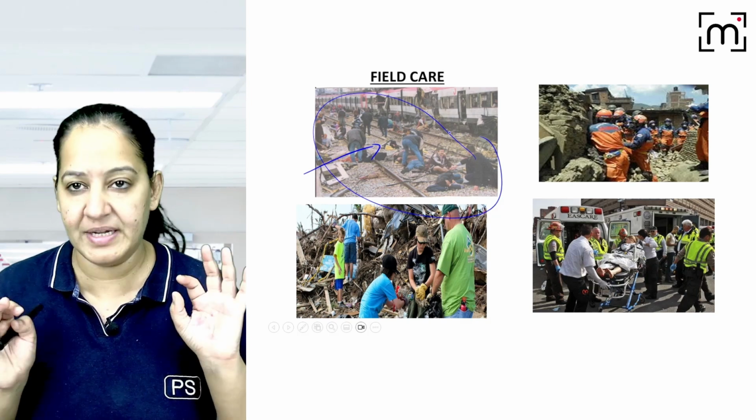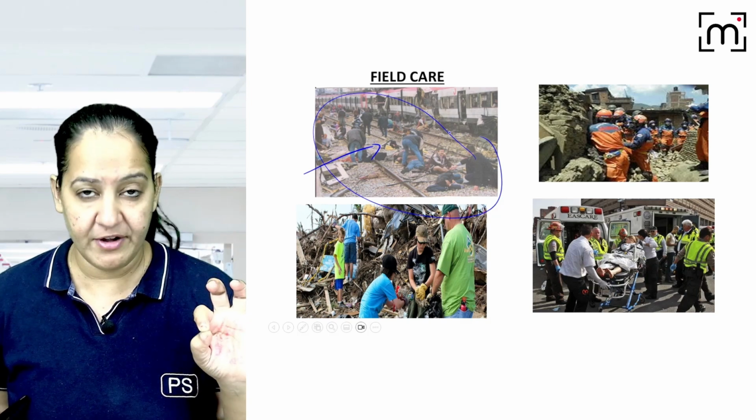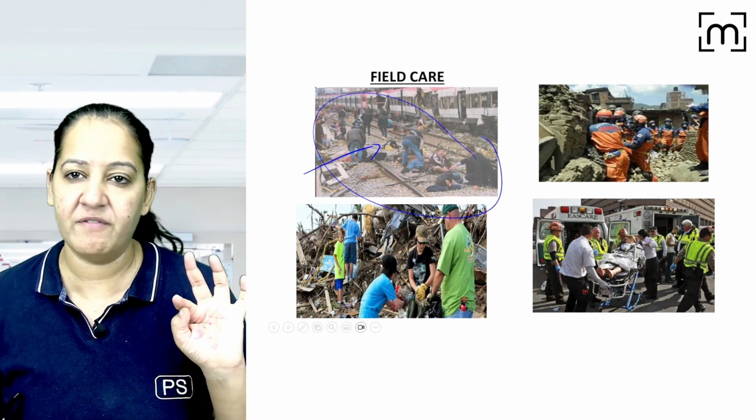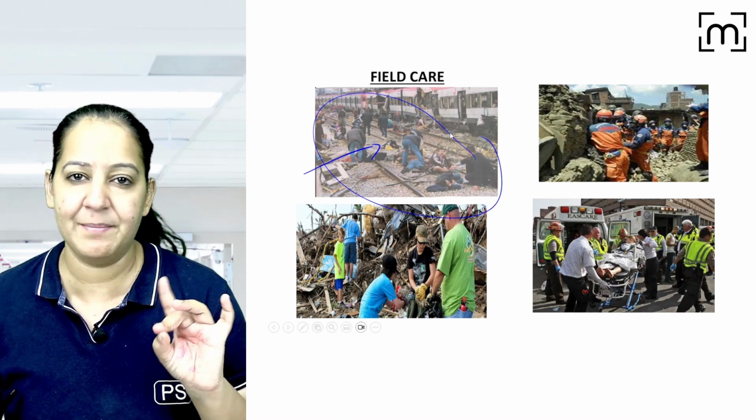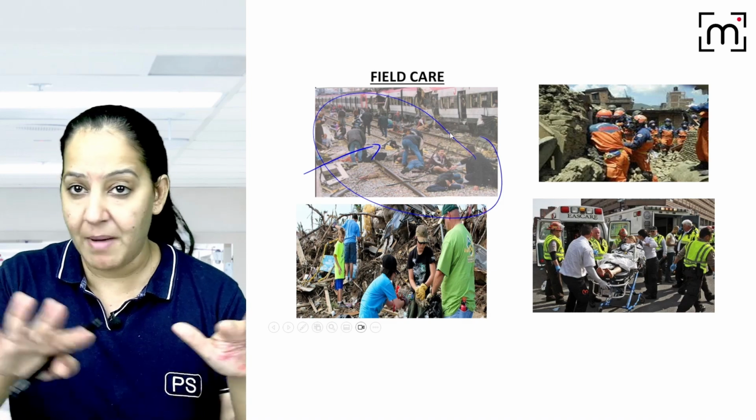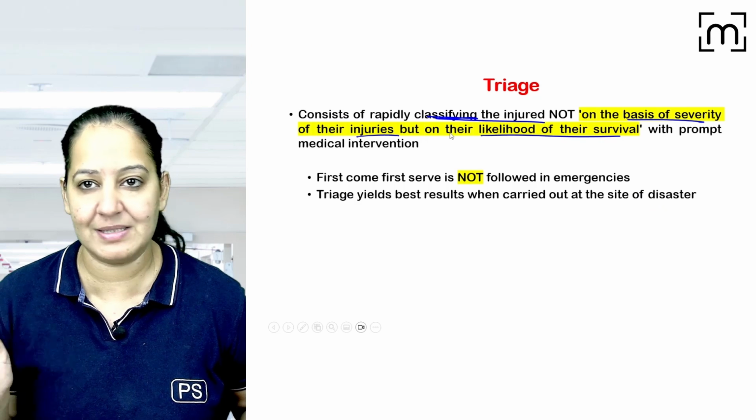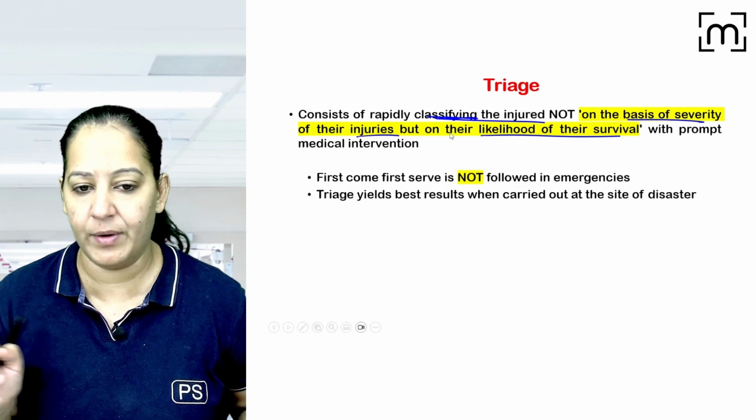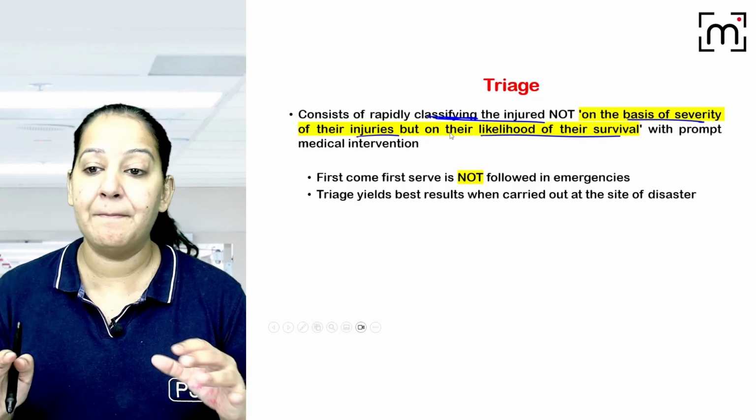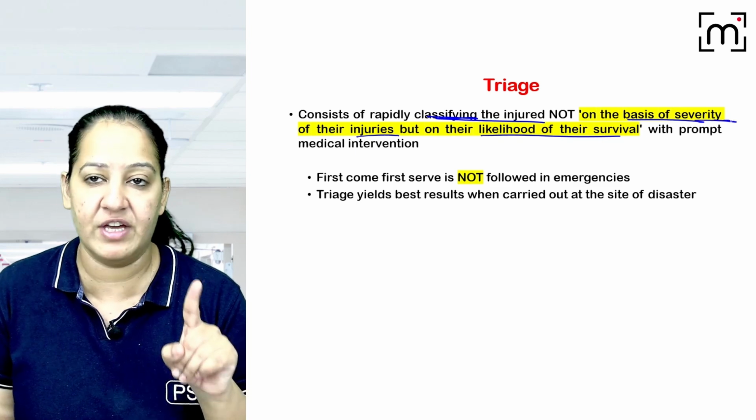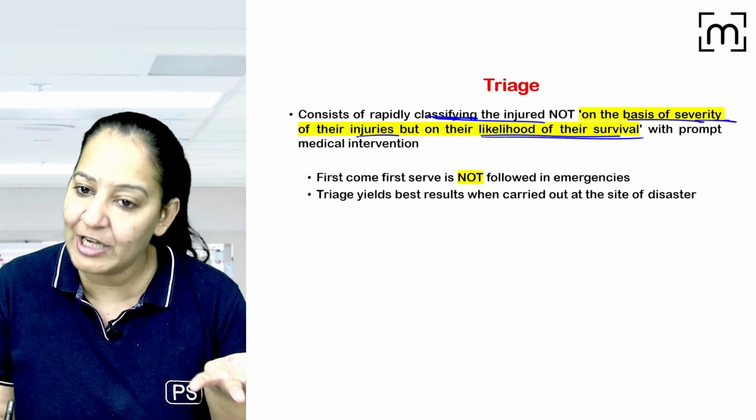Now we have limited resources, limited manpower, limited doctors, limited OTs, limited medicines, everything is limited. But the mass casualties are there. To whom to treat first? It is not on a first come first serve basis. No, it is not that. We treat them based on the severity of their injury and based on their likelihood of survival.